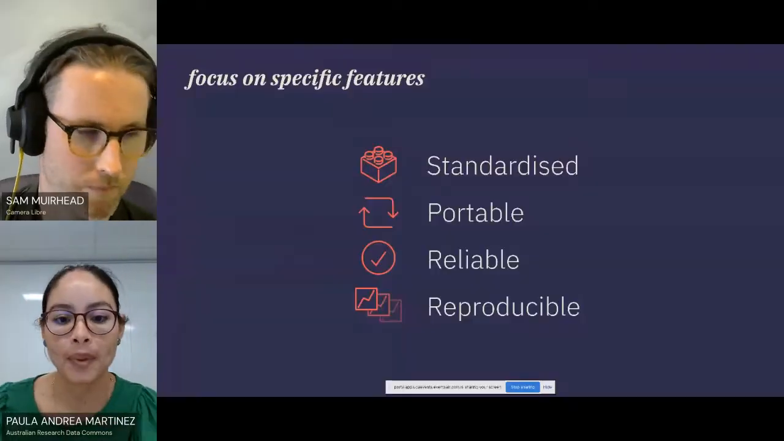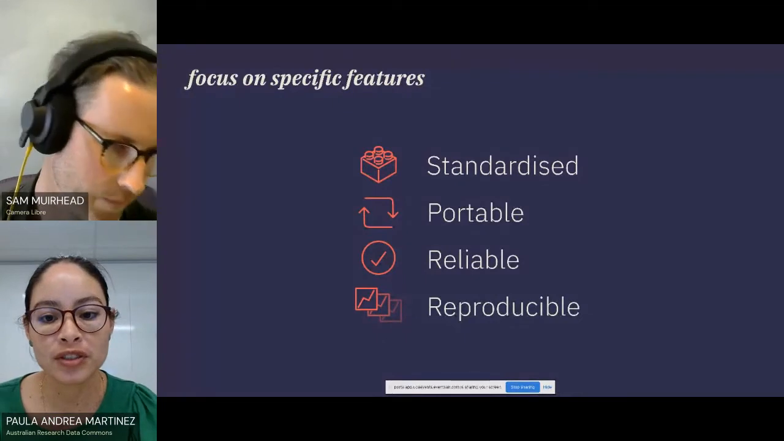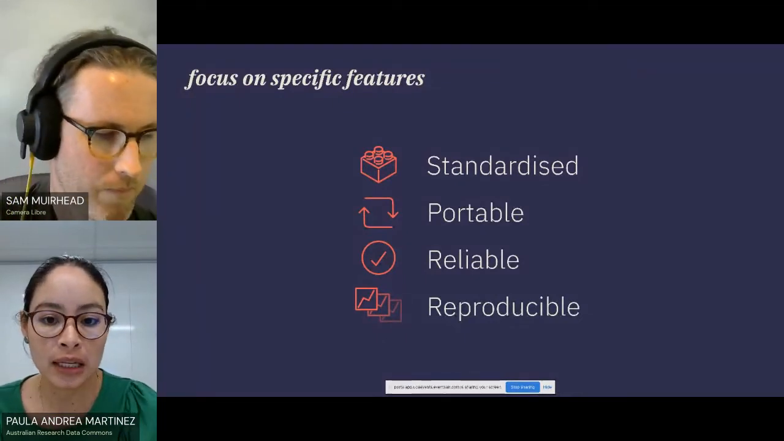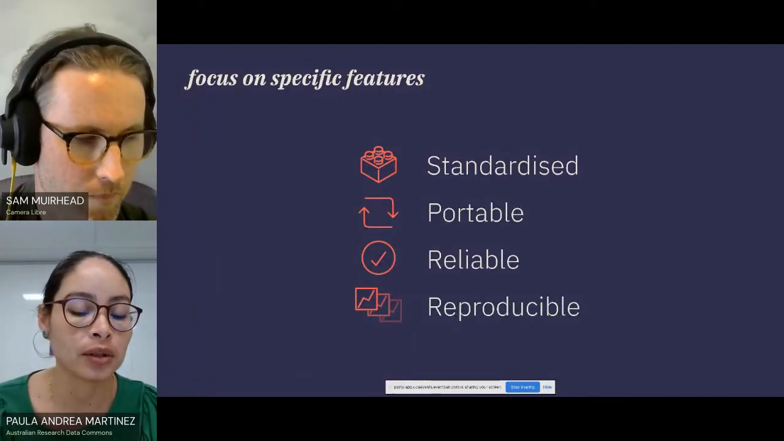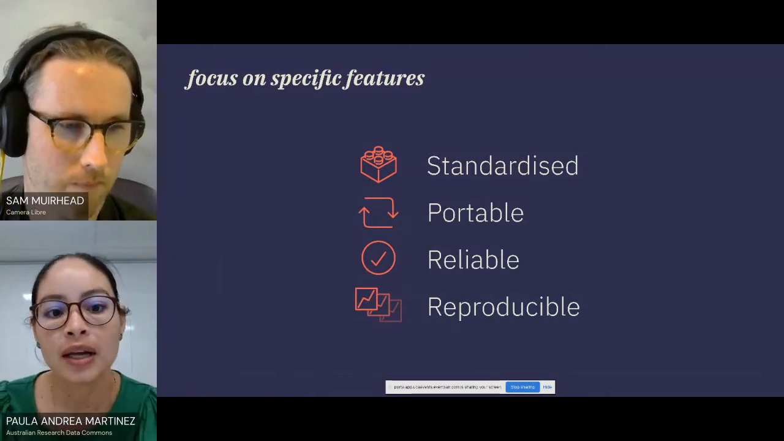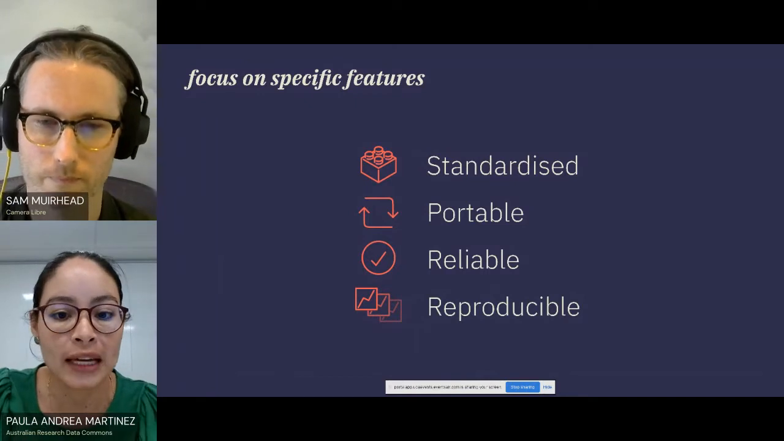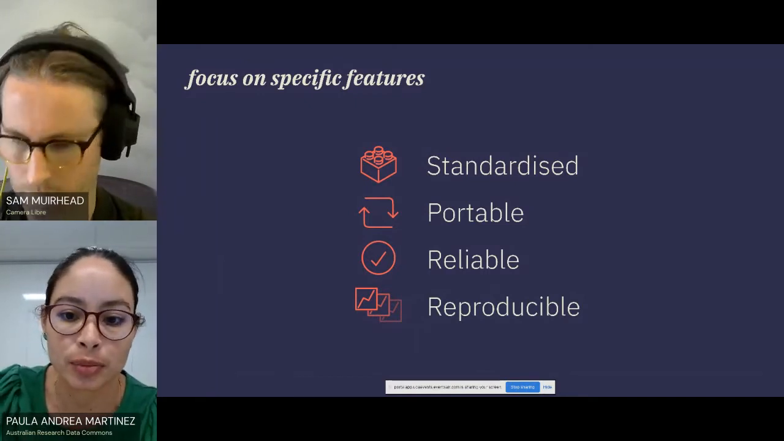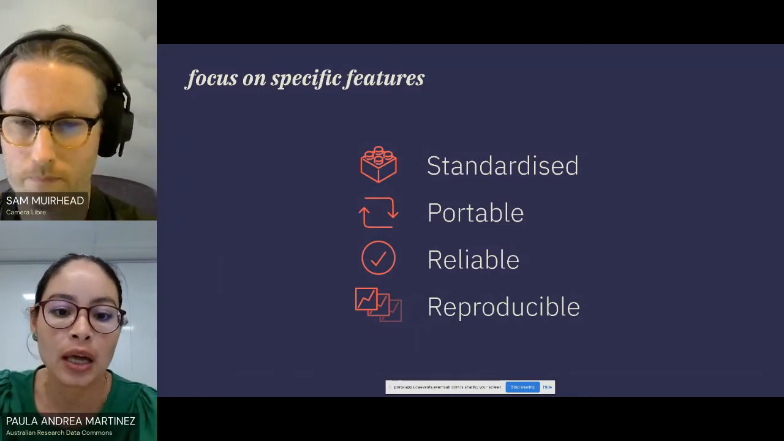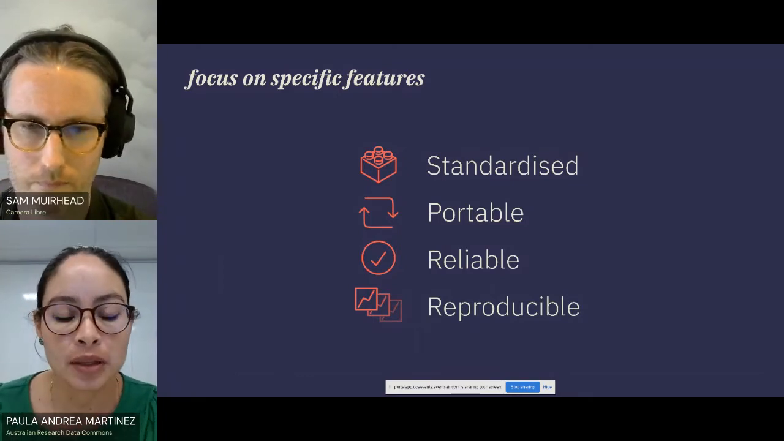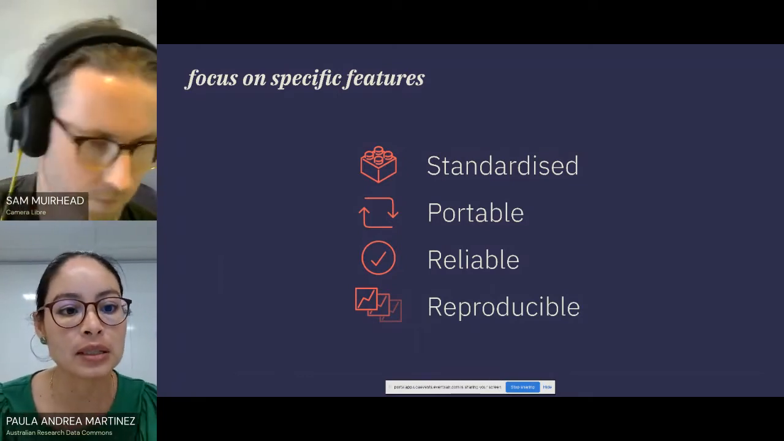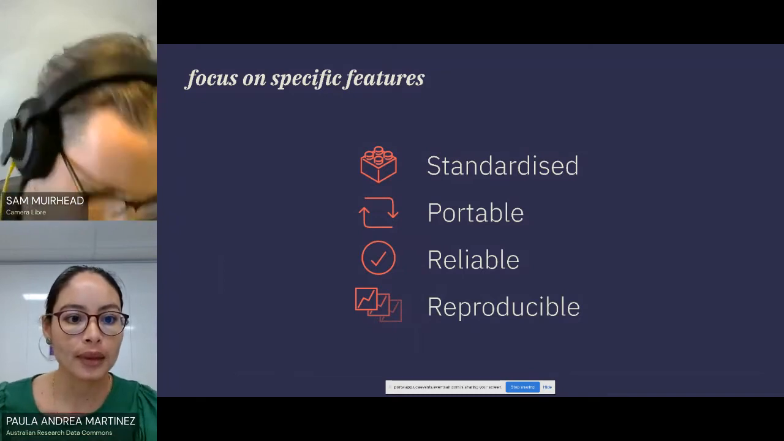We wanted to motivate the wins of using software containers in research and include these 4 specific features: standardized, portable, reliable, and reproducible. We had a strong message of enabling reproducibility of results. Now, next, Sam is going to talk about the process.